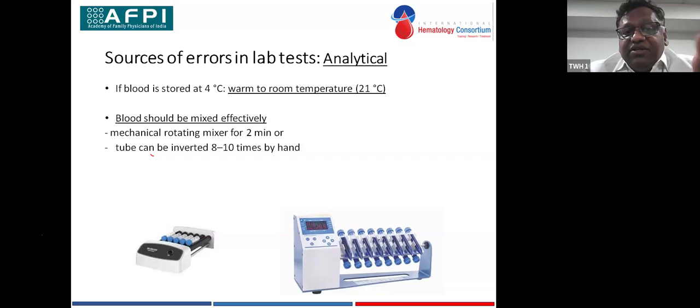If you don't have a mixer, whoever is testing the blood has to invert the tube 8 to 10 times by hand before putting the blood in your cell counter, the machine which is going to record. And this is the most contentious part. Wherever you are sending your sample, please check if the lab has any kind of quality control.